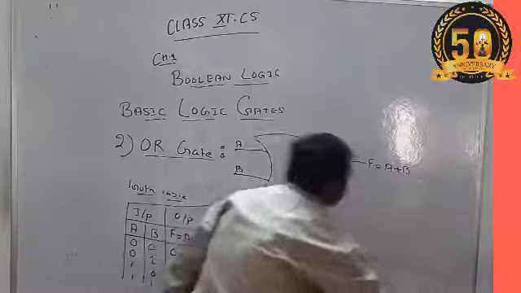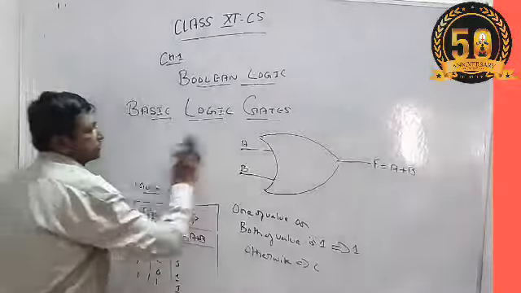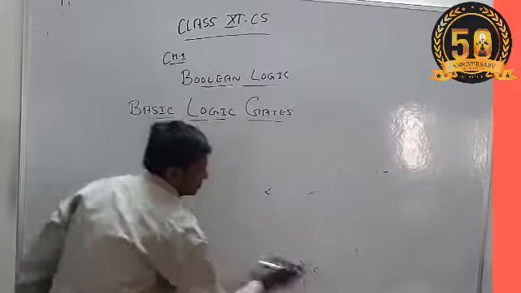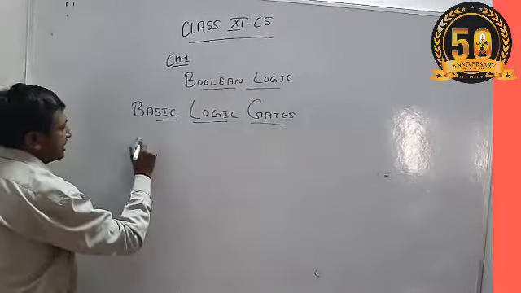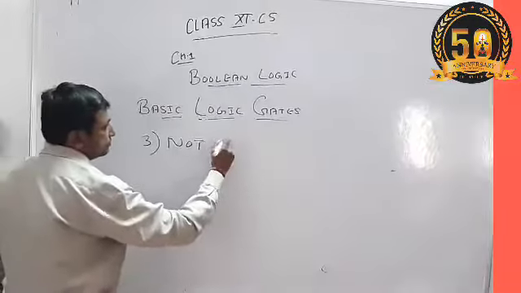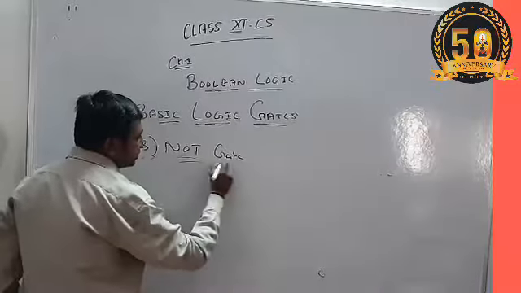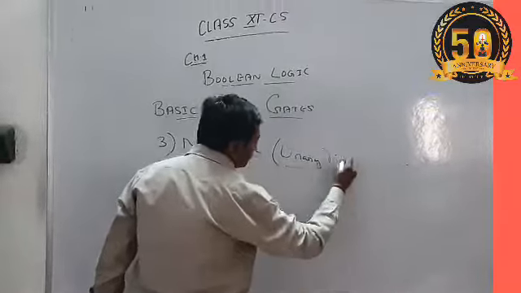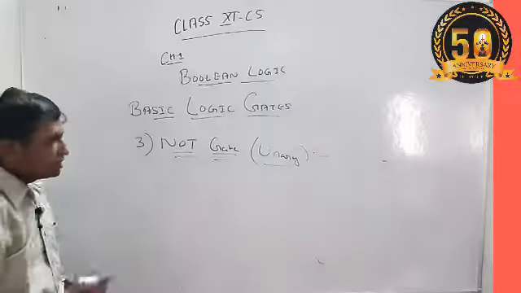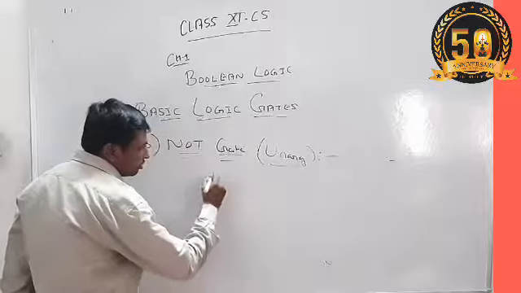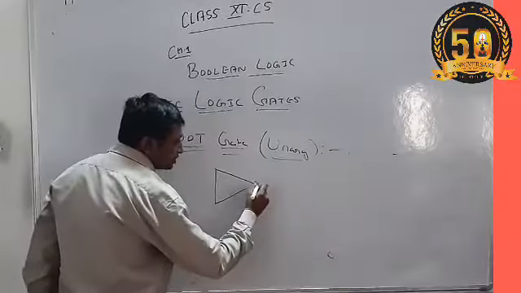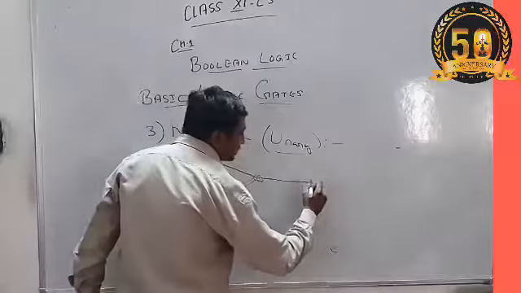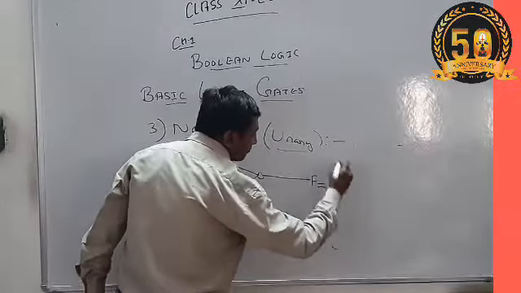Now come to the third and the last basic logic gate. The third gate is the NOT gate, and the NOT gate is a unary gate. Unary means it will work over a single input and will provide a single output. The diagrammatic representation of the NOT gate is a triangle with a node sign. So we pass a single input and finally we get a single output, that is A complement.